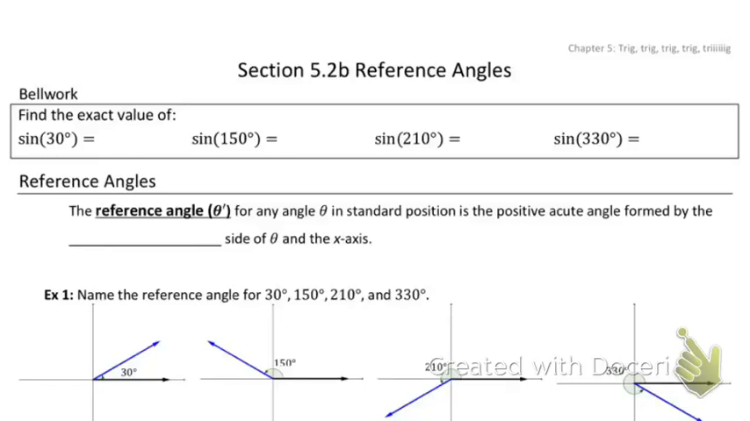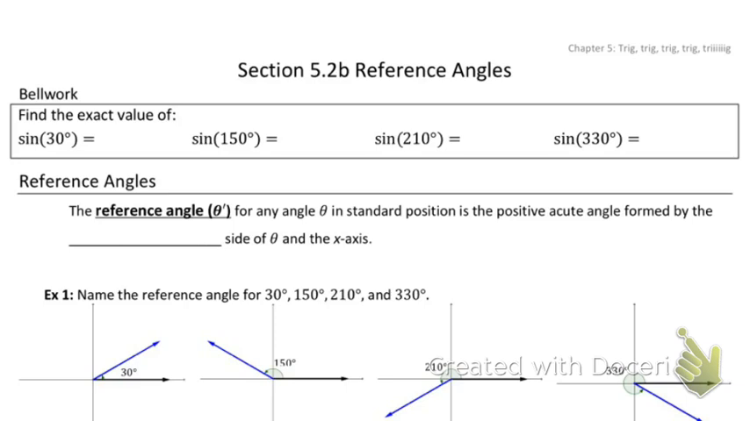All right, today we're going to talk about reference angles. These reference angles are going to be able to put everything into the first quadrant. I told you when we learned about the unit circle that all we really need is the first quadrant, and that is 100% true. We just got to find a way to put all of our numbers in that first quadrant. All right, before we kick that off, let's go ahead and do the bell work.